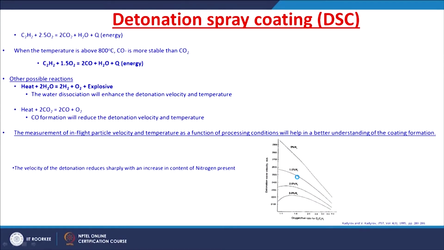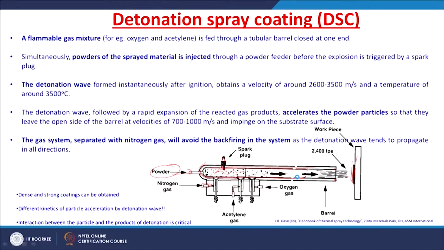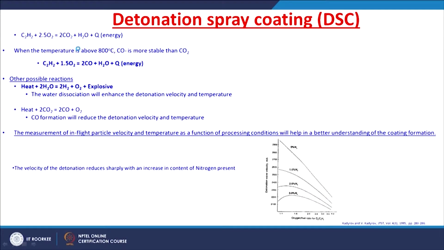If you look at the energy released, the acetylene and oxygen flammable gas mixture gives you energy. This energy is released as a result of the gas mixture combustion, which gives carbon dioxide, H2O and the energy. But when the temperature reaches above 800 Celsius, carbon monoxide is more stable than carbon dioxide. So, you get carbon monoxide, H2O and energy.